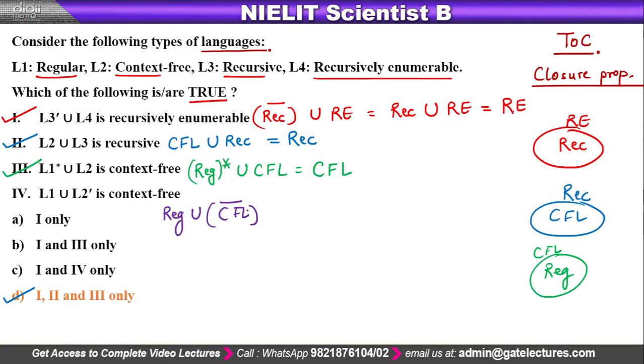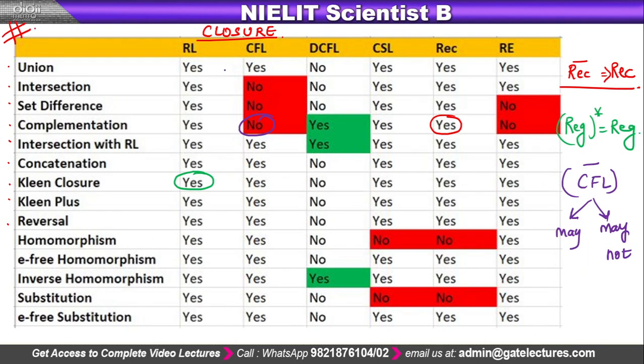So now here it may or may not. So in that case, I cannot say whether this union will be CFL. This can happen and this may not happen. So that is why option number 4 is false. So the correct answer is option number D, 1, 2 and 3 only. Which can be very easy. So this is how you have to do these types of questions. What you have to learn is this closure table for this.